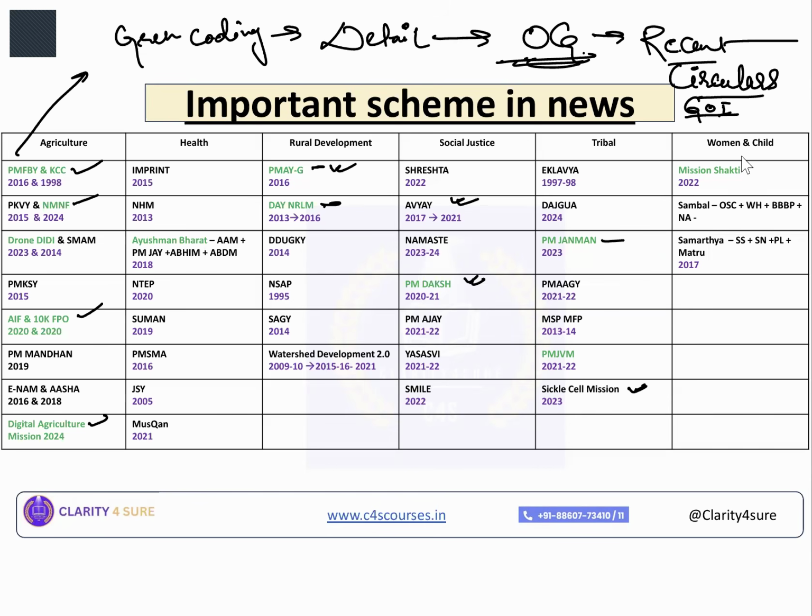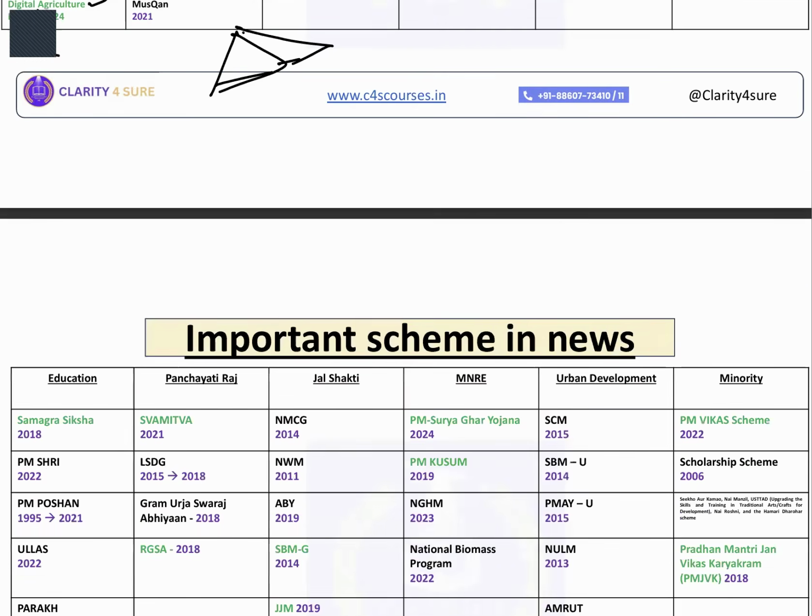Then women and child, this is a very important scheme area that you have to study in detail. Mission Shakti and its components, Sambal and Samarthya, we will be discussing in our classes. You have to study them in detail. But my dear friends, always try to keep this approach while reading the schemes. Only then can you remember things in a chronological, rational, and logical manner, which will help you answer both the objective and subjective needs of the NABARD examination.